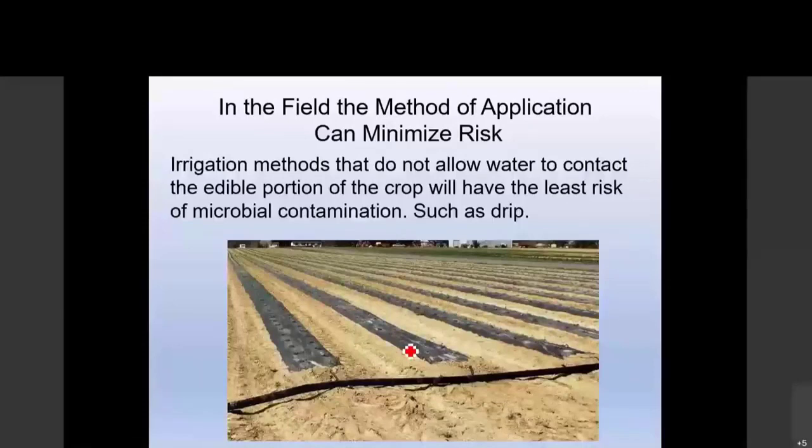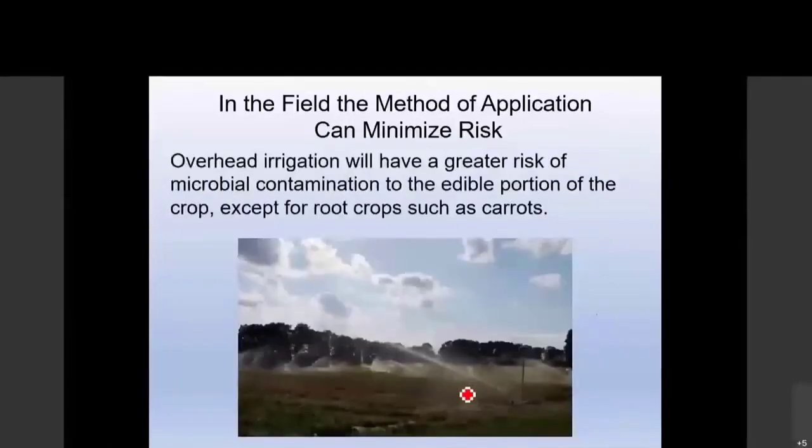So there's another way that we can minimize risk, because all we're talking about is risk here. Your water samples give you a value of generic E. coli, and that comes down to risk. So in the field, when we're talking about irrigation water, we can use the method of application to reduce our risk. Here in our area, a lot of folks will use drip irrigation because that means you won't have water contamination to the edible portion of the crop. So it's a nicely laid out field with drip irrigation. If you're using overhead irrigation, you're going to have a greater risk of microbial contamination coming to the edible portion of the crop, except in the case of root crops such as carrots.